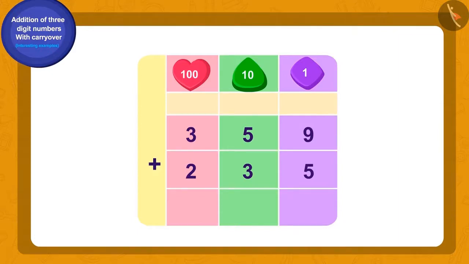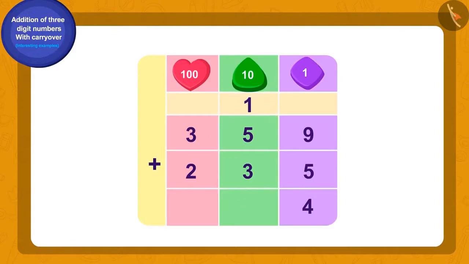Add 9 and 5, and what do we get? 14. How do we write 14 using carryover? All right, we will write 4 of the number 14 in the ones place and then carry over 1 to the tens place like this.